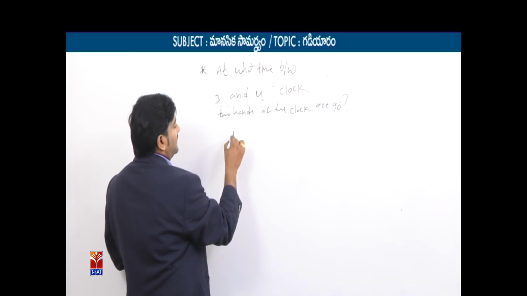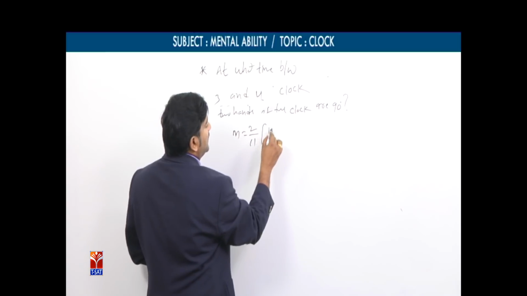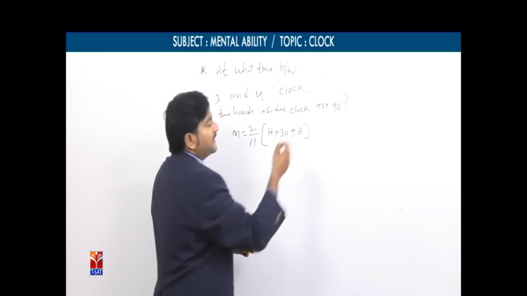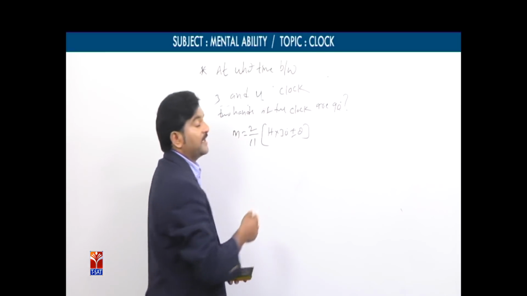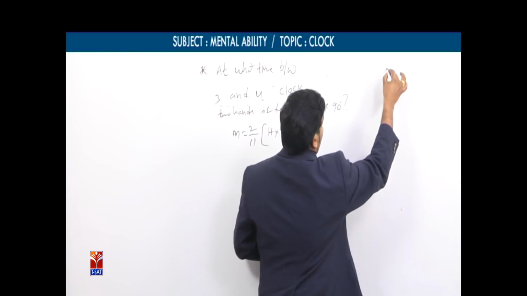Again we have a condition. So what is the condition? The formula is again the same: M is equal to 2 by 11 into h into 30 plus or minus theta. Clearly theta is 90, but again we need to decide whether to take plus 90 or minus 90. For this also we have one small note. Just focus on this note.